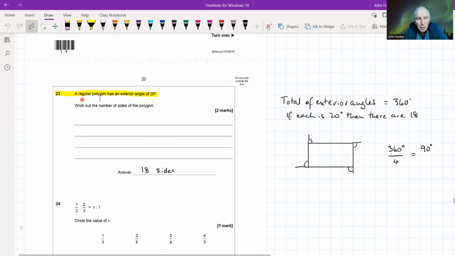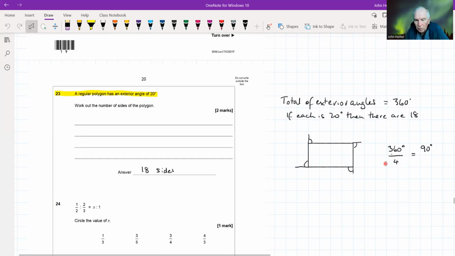Now, a regular polygon has an exterior angle of 20 degrees. Work out the number of sides of the polygon. So the thing we need to know here is that when we've got a polygon, the total of the exterior angles is 360. If this is a rectangle, it's not actually a regular polygon, but it illustrates this point about 360. If we add up these angles, they're all 90 in this case, so they add up to 360. But if we had something with 5 sides, then it would still add up to 360.